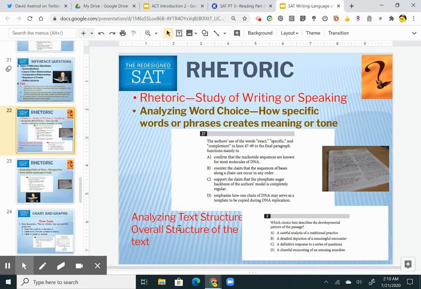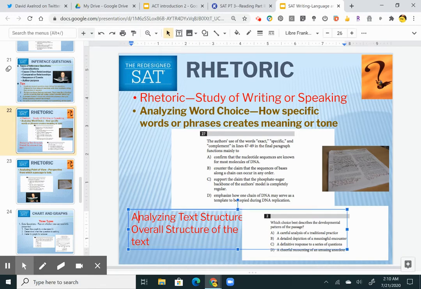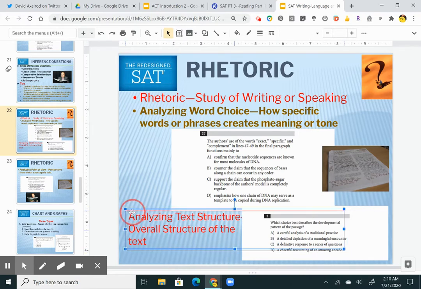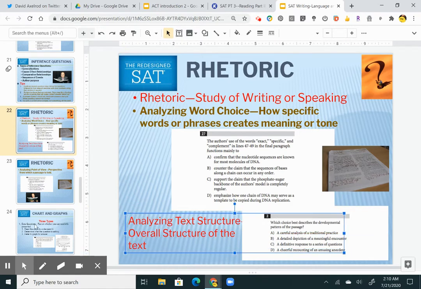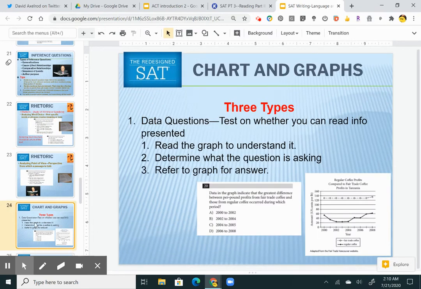Analyzing text structure. What choice best describes the developmental pattern of the passage? So in other words, how is the author laying something out? Often this is done with the literature type of passages. You also get chart and graph type of questions.